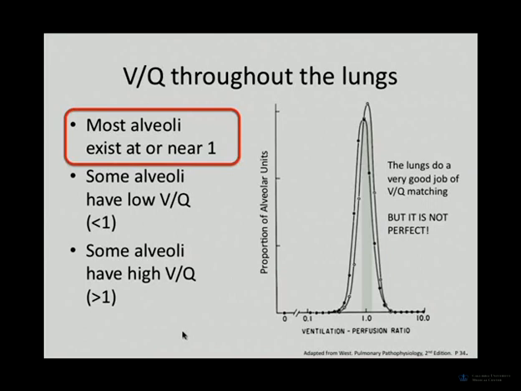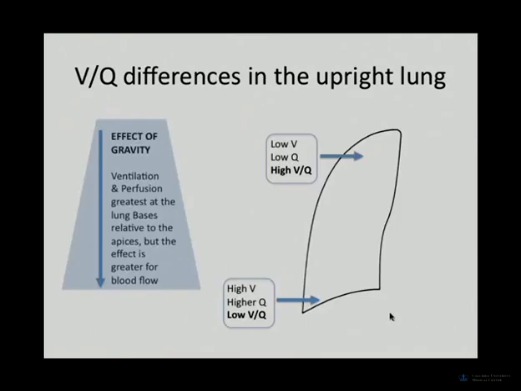Okay, so you see from this graph that most exist at 1, but there are some lung units down here that are getting less than 1, and some units that are getting a higher ventilation-perfusion relationship, a VQ ratio higher than 1. So why is that? That's because your lungs exist in your chest and are affected by gravity, okay? And as a consequence, the force of gravity causes ventilation and perfusion to actually be higher down here.